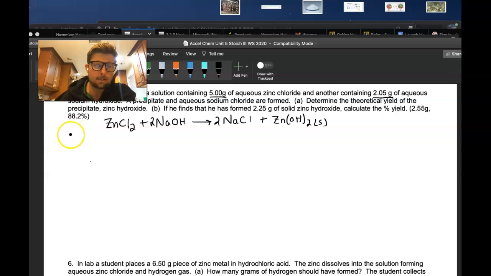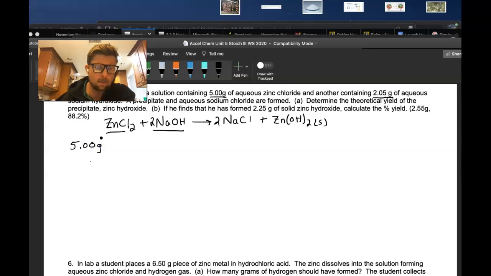And the key about this is to find whichever one is going to give us less is going to be our limiting reactant. So either zinc chloride or sodium hydroxide is going to run out first, whichever gives us less product. And the product we care about is zinc hydroxide. So we also have a special name for this. It's theoretical yield. That means the maximum that you can get based on these two reactants. So let's start with the 5 grams of zinc chloride.